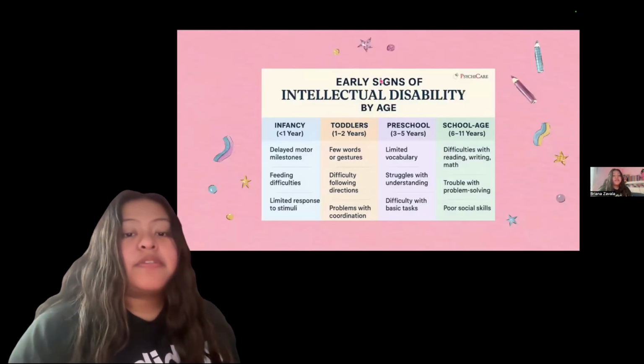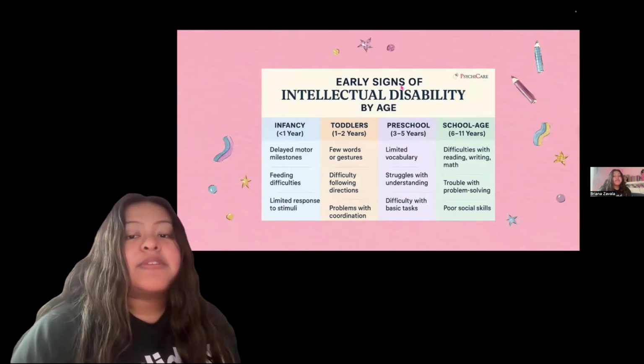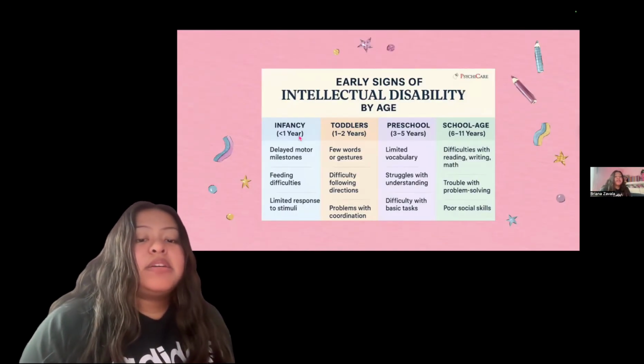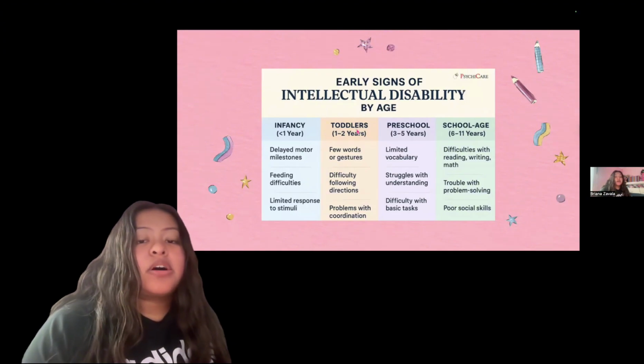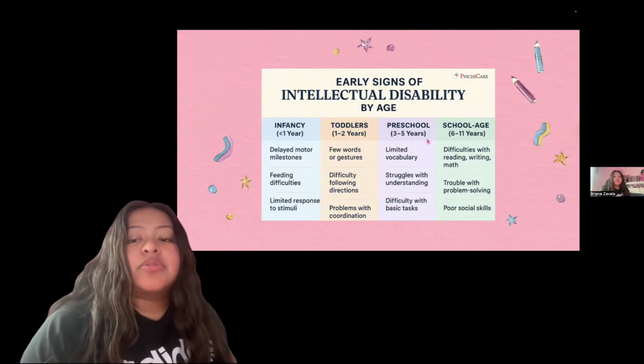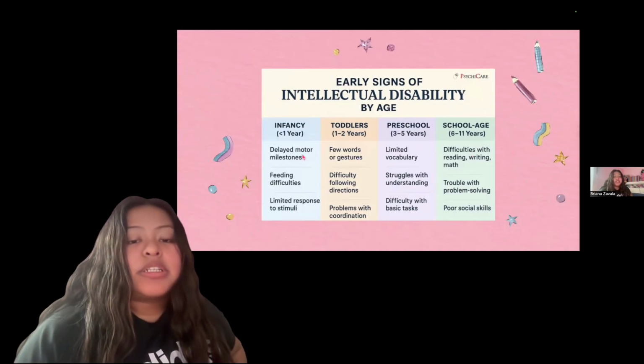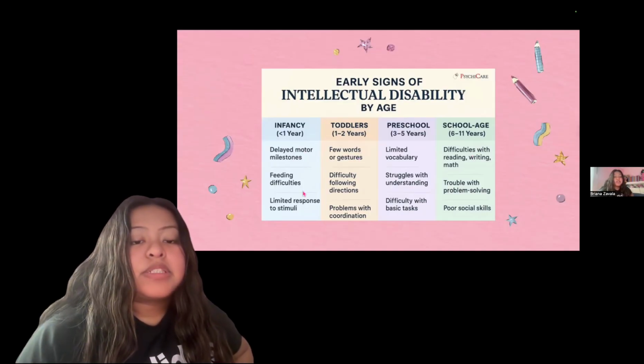I've provided an infographic about early signs of intellectual disability by age. We have infancy with 3 signs, toddlers, preschool, and school age. Here are just some signs for infancy.